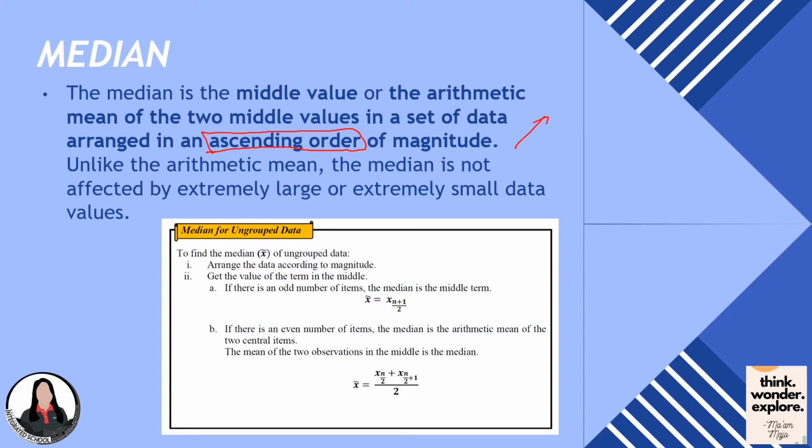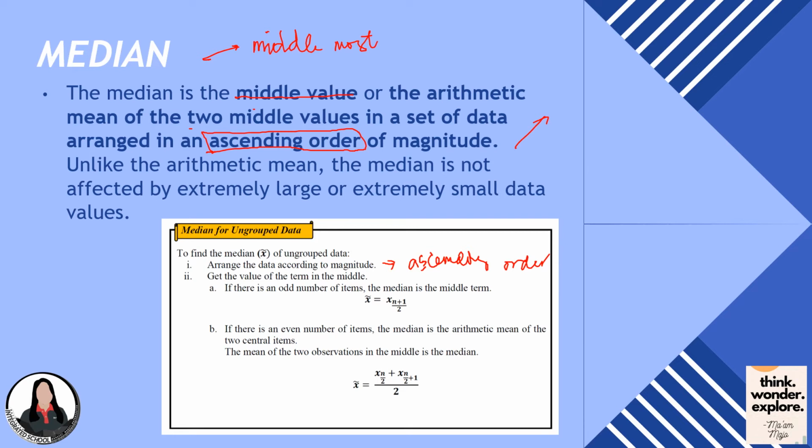Bakit kaya? Okay? So, for the median for ungrouped data, again, I have incorporated a picture from your module. To find the median of group data, step 1, we have to arrange the data according to magnitude. So, itong tinutukoy na dito ay ascending order. Okay? We are pertaining to an ascending order, and then get the value of the term in the middle. Kasi sabi nga, ang median is the middle value or the middlemost.